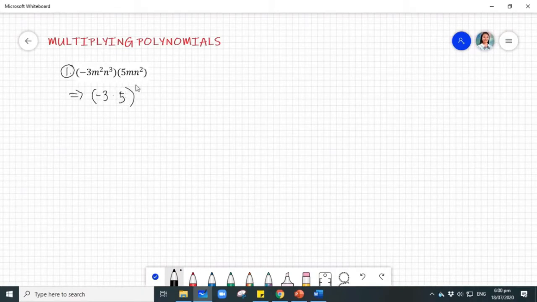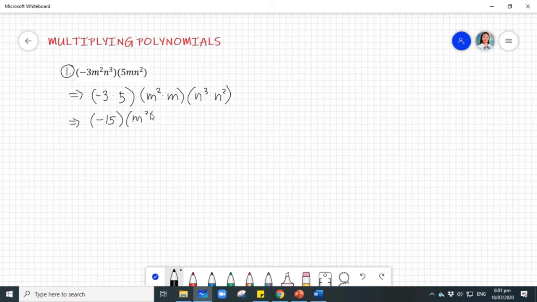So we will multiply them together, we will separate them, and same variables, m squared times m, and another one, n cubed times n squared. So basically, class, we're going to just write the same variables together so that it's easier for us. So we will multiply negative 3 times 5, that is negative 15.